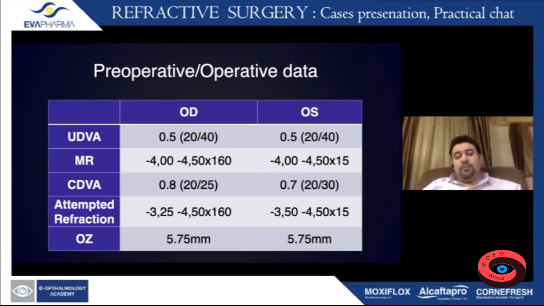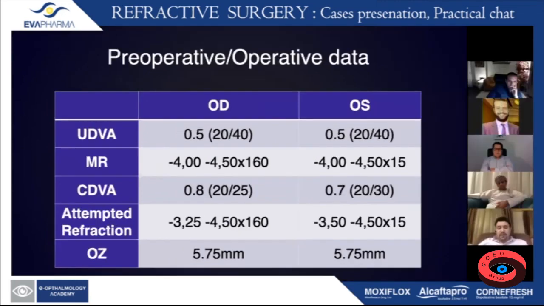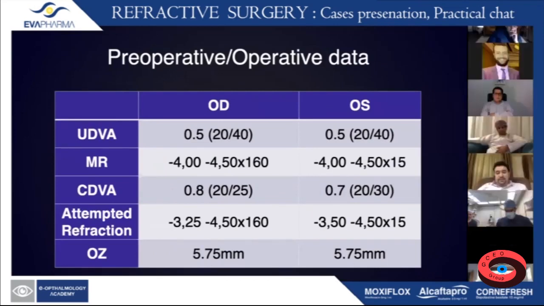The patient was suffering from myopia and astigmatism, as you can see here in the right and left eye, and it's corrected to 0.8. This is the best corrected distance visual acuity, and you can see that the attempted refraction used by the surgeon is a little bit of undercorrection, and he chose to use a narrow optical zone of 5.75 millimeters. Here is the Pentacam preoperative.